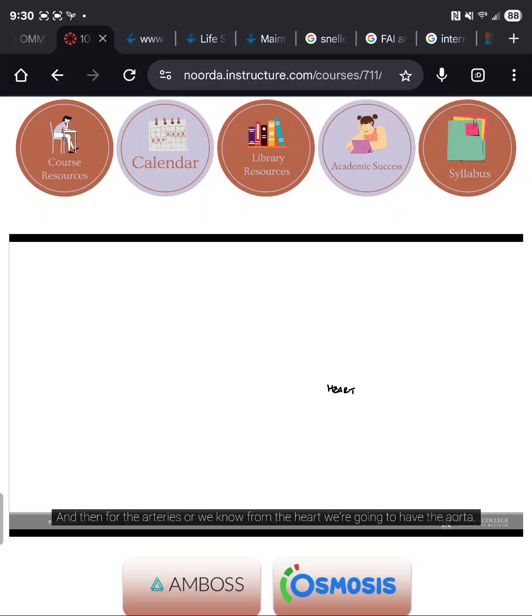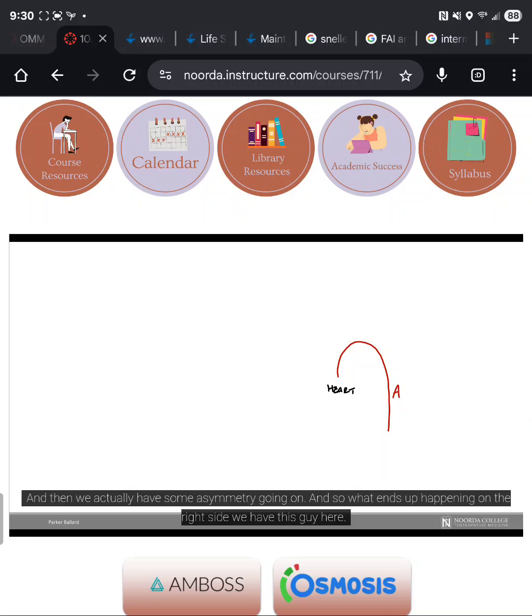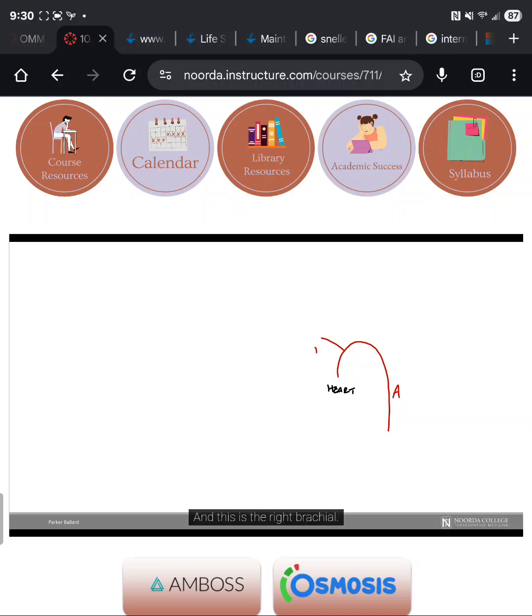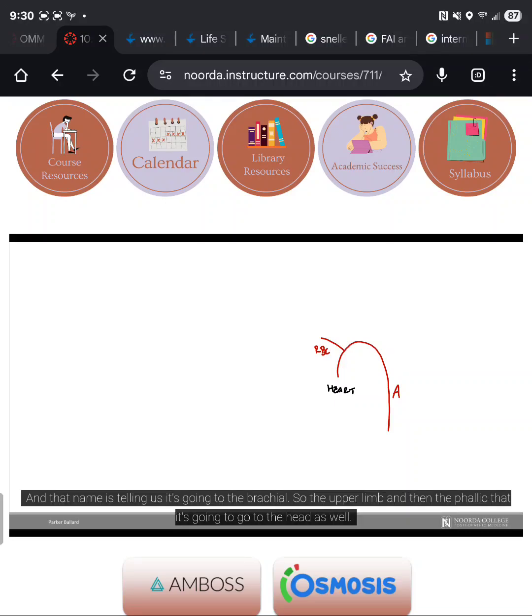And then for the arteries, we know from the heart, we're going to have the aorta. So there's an aortic arch there. So we'll just draw an A for the aorta. And then we actually have some asymmetry going on. On the right side, we have this guy here, and this is the right brachiocephalic artery. So I'm just going to write RBC for right brachiocephalic. And that name is telling us it's going to the brachium, so the upper limb. And then cephalic, that it's going to go to the head as well eventually.